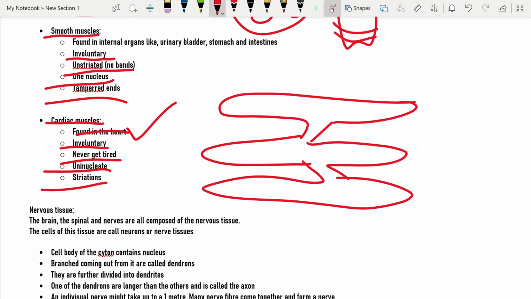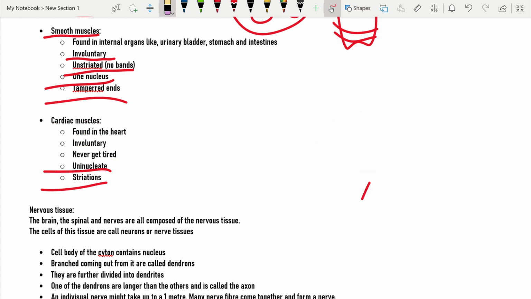Also, when I say never get tired, cardiac muscles help your heart to beat all the time throughout your lifespan. And they have bands on them. I forgot the most important part. So that's cardiac muscles. Let's move on.